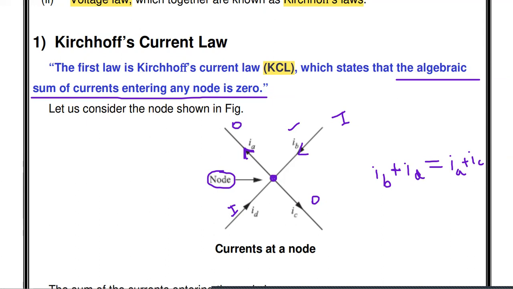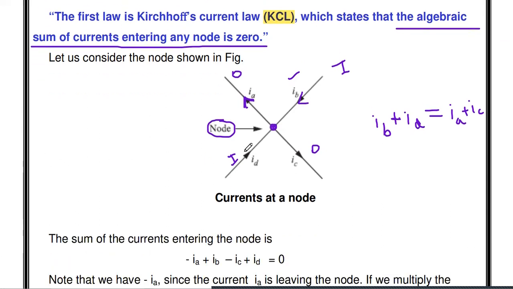Then the first definition: Kirchhoff's current law states that the algebraic sum of currents entering any node is zero. What does algebraic sum mean? For any node, for incoming current, we have to put a plus sign. For outgoing current, we have to put a minus sign.